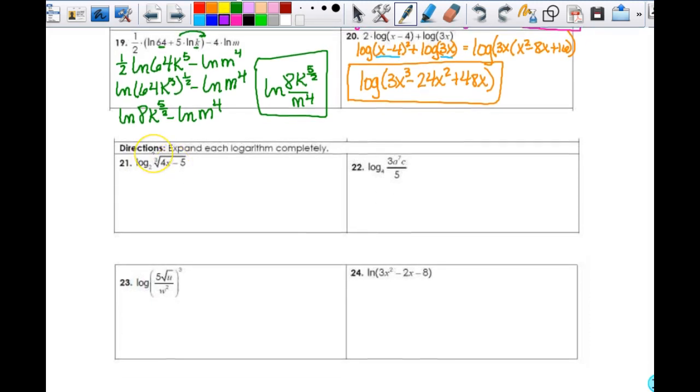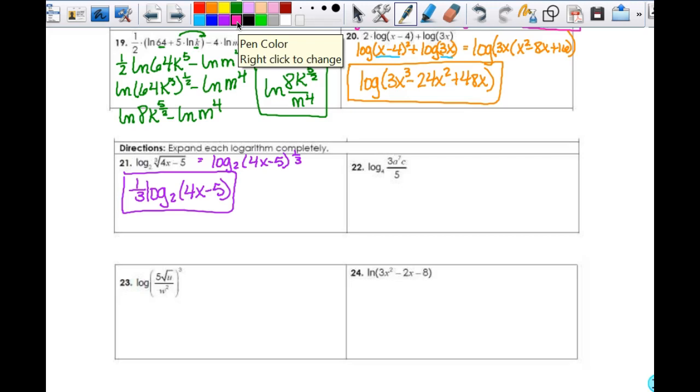So anytime I have the root, I want to change that to a fractional exponent. So this would be log base 2 of 4x minus 5 to the 1/3 power. So that exponent gets to come out front. So I get 1/3 times log base 2 of 4x minus 5. These parentheses are very important as well. And I can't do anything else. I don't get to expand this into addition because it's minus 5. If it was just 4x, that's different, but that's the best I can do there.